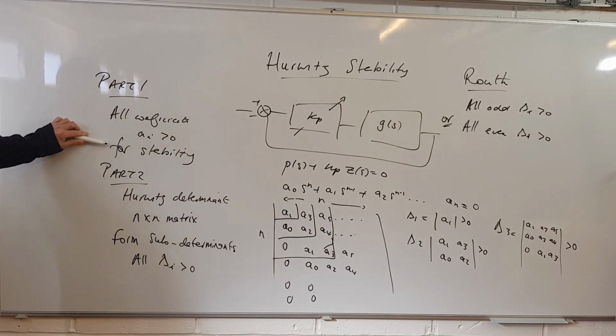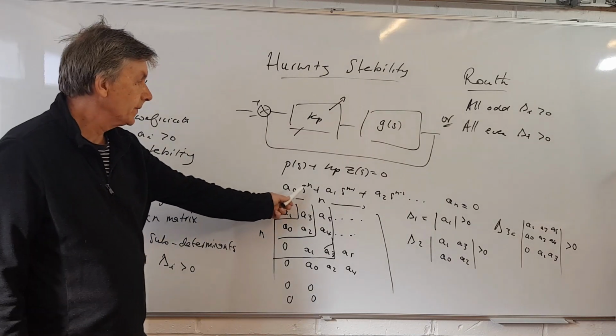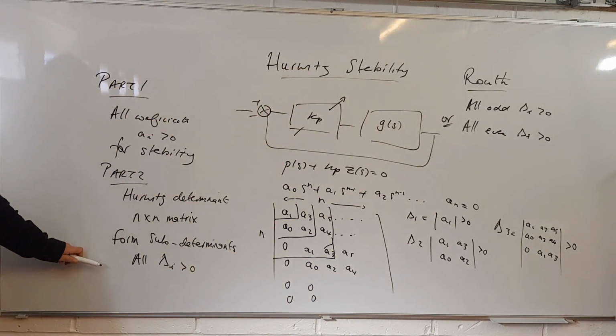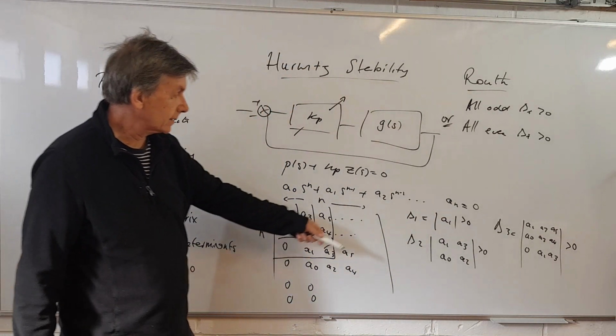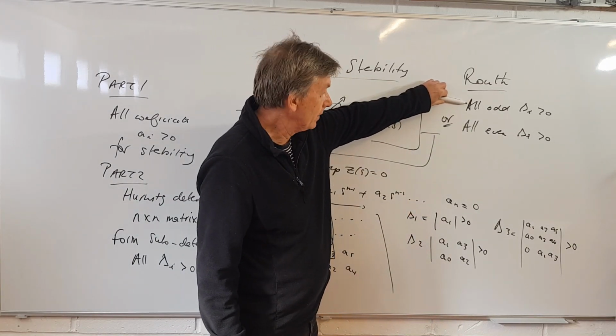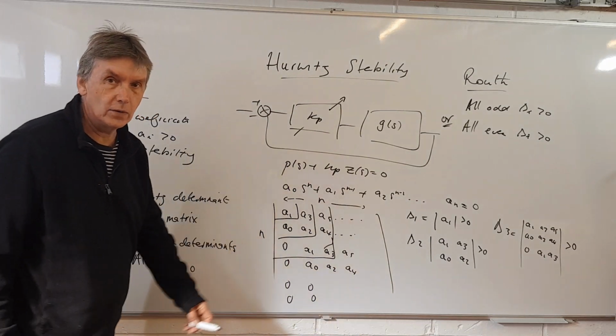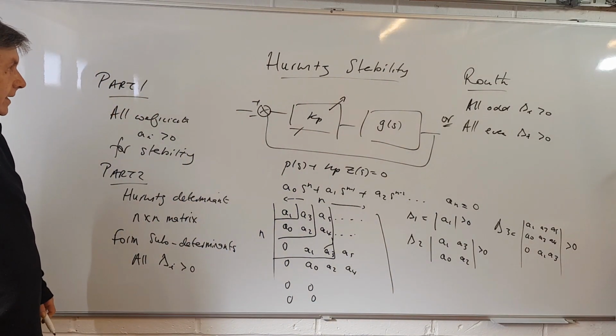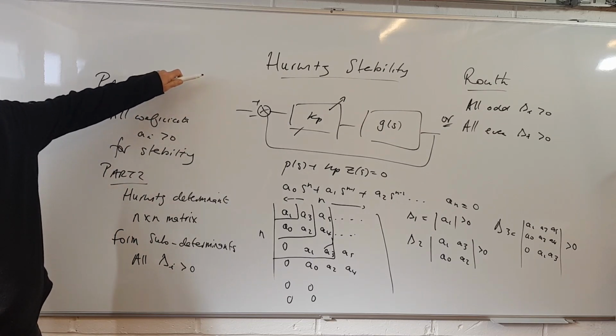First of all, the coefficients of the polynomial have to be greater than 0. Secondly, we form the Hurwitz determinant. We then get the subdeterminants, and we can either have all the odd ones greater than 0, or all the even ones greater than 0. And that then forms the basis of our Hurwitz stability test.